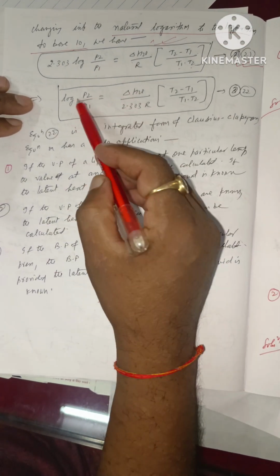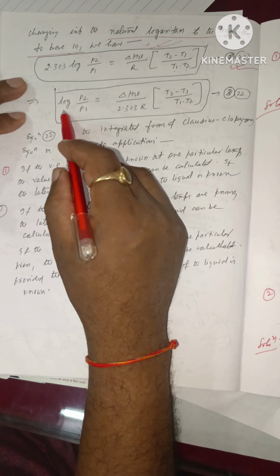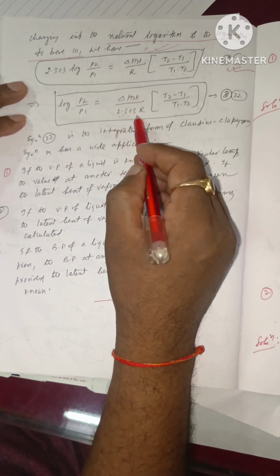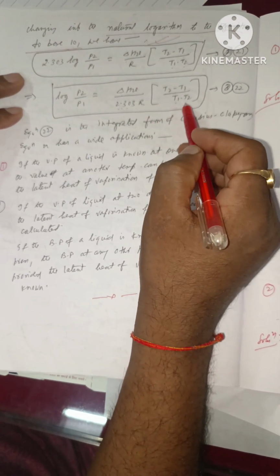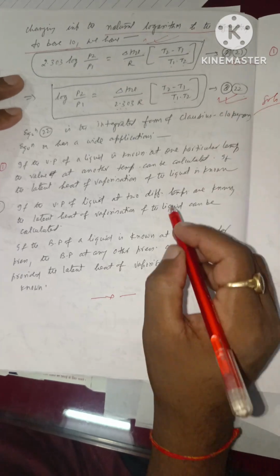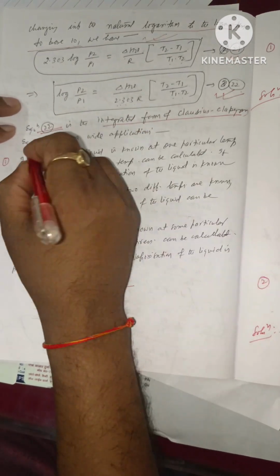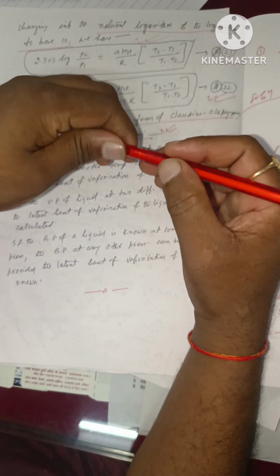Also, this 2.303 goes to the right hand side, then log P2 upon P1 is equal to delta Hv upon 2.303 R within big bracket T2 minus T1 divided by T1 into T2. Say it equation number 22. This equation 22 is the integrated form of Clausius-Clapeyron equation and has a wide number of applications.